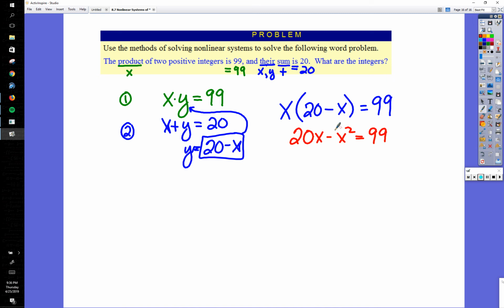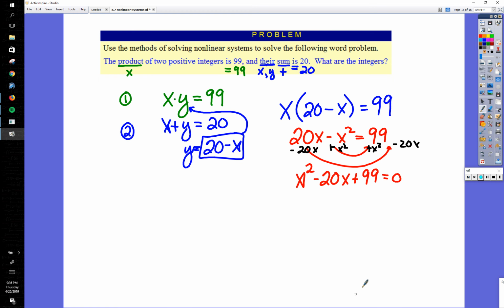Now, I like keeping my a positive. I encourage you to do the same. So we're going to move everything to the right side so I can make that x squared positive. So I get x squared minus 20x plus 99, and that should equal 0. So I added x squared to both sides, and then I subtracted 20x from both sides. And so that's where I came up with this.